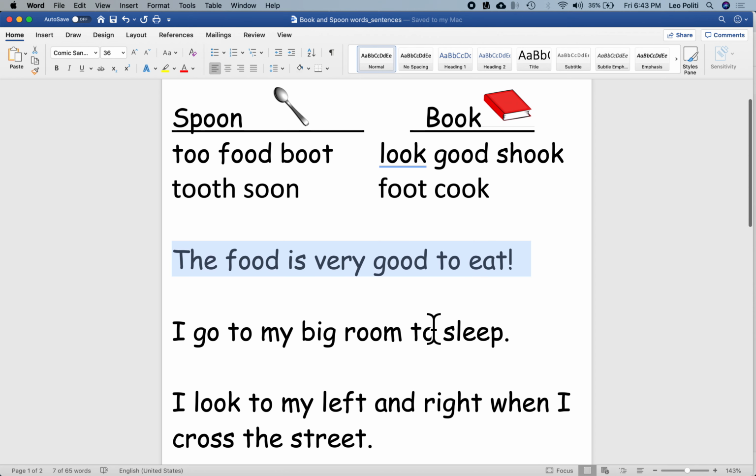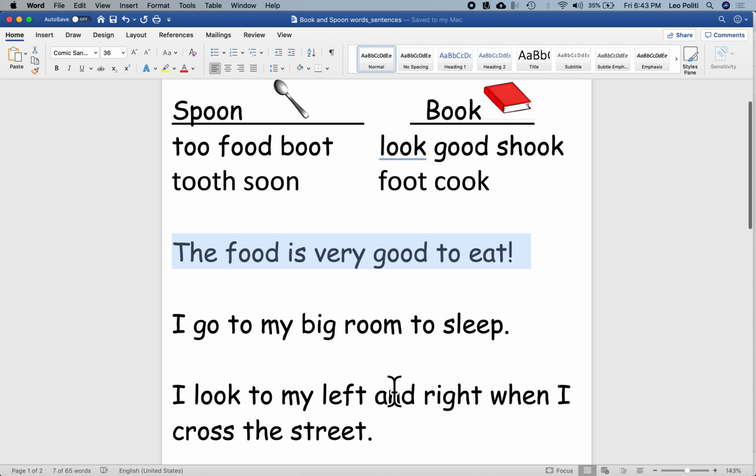Okay, so let's go ahead and practice our reading fluency. These three sentences we read the last time when I did the spoon and book card lesson, part 1. This will be part 2 on Class Dojo. Okay, ready? The food is very good to eat. Okay, next. I go to my big room to sleep. Okay, next. I look to my left and right when I cross the street.